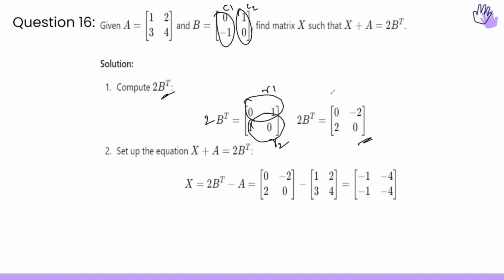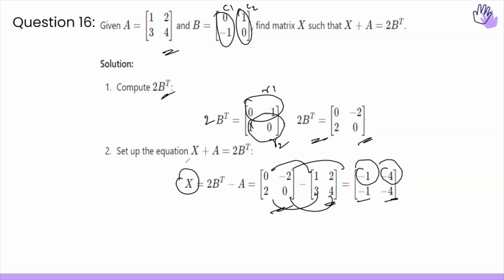Because now that you have got 2B transpose and A, that is 1, 2, 3, 4, corresponding elements you can just subtract. So 0 minus 1 is minus 1, minus 2 minus 2 is minus 4, 2 minus 3 is minus 1, 0 minus 4 is minus 4. That is how we get the value of the matrix X.